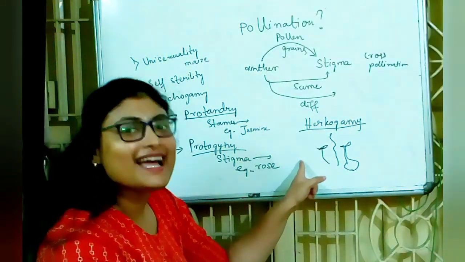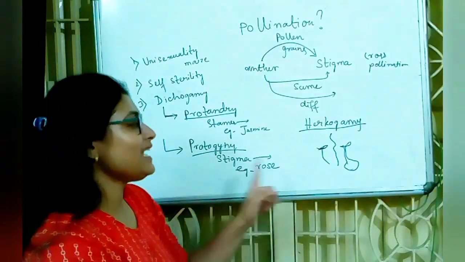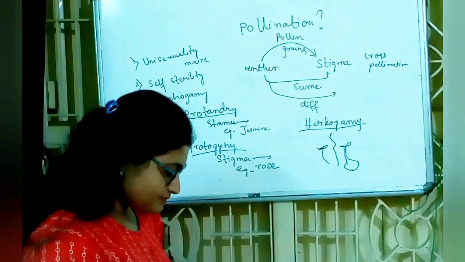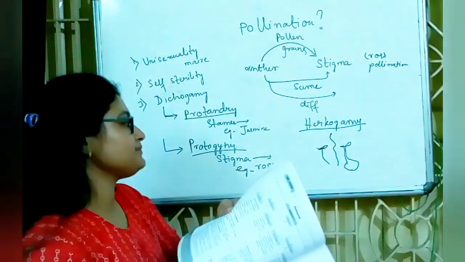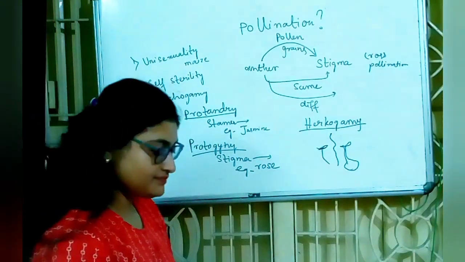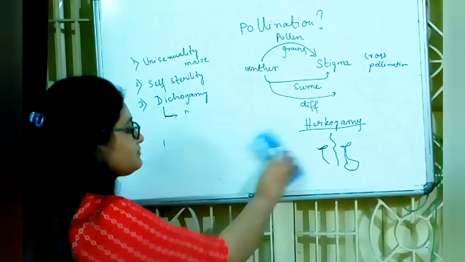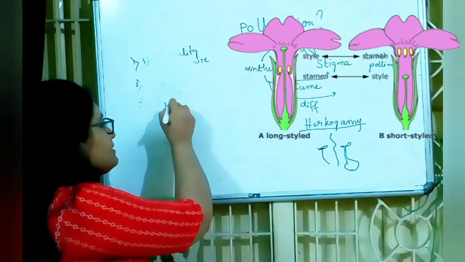Why? Because this is an adaptation for cross-pollination. Okay? That means they are adapted like this. Okay. Now one more is there, that is heterostily. Heterostily, in heterostily what happens?